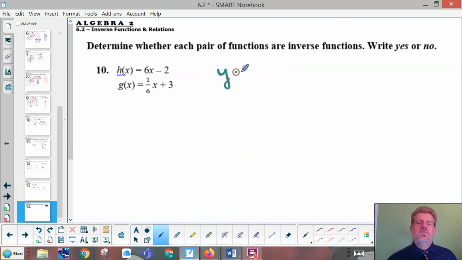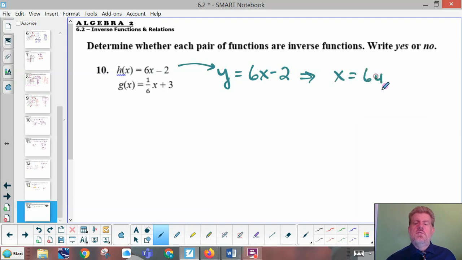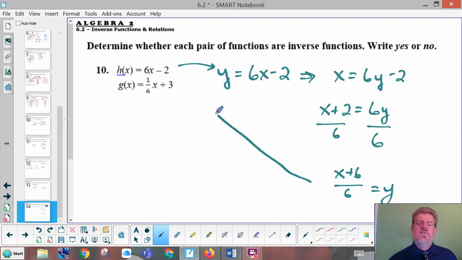So we're going to take that first equation, 6x minus 2. Switch them. Solve it for y. So I'm going to add 2 to both sides. Divide by 6. It's close, but what do you notice about this and this? It's that 3 right there, isn't it? Oh, see what I did wrong? I'm so not immune to mistakes. It's x plus 2 over 6. This is x plus 3. Not right. Okay, so it's a no.